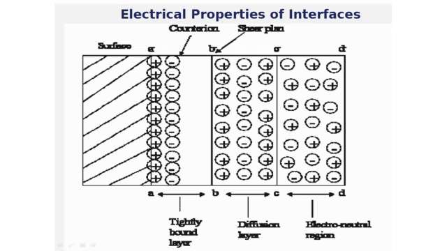The first distance, that is the distance from A to B, is known as the tightly bound layer of the electrolytes. Whereas B to C is known as the diffusion layer. And lastly, C to D is known as the electroneutral region.